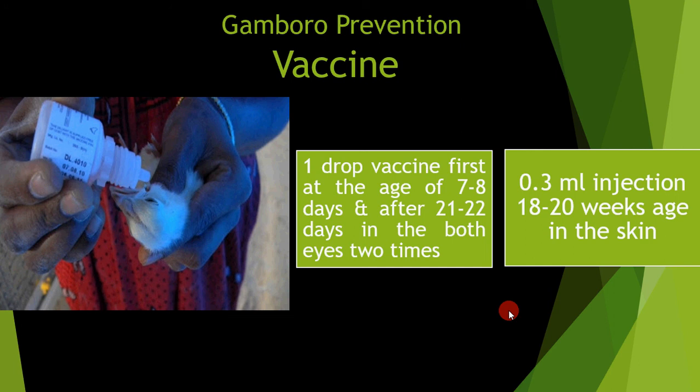For day old chicken, at about 7 to 8 days, you have to give the vaccine first, one drop, and 21 to 22 days later you have to apply that vaccine again in both eyes. That is the first vaccine. And again, you can apply a 0.3 ml injection underneath the skin when the age of the chicken is 18 to 20 weeks.